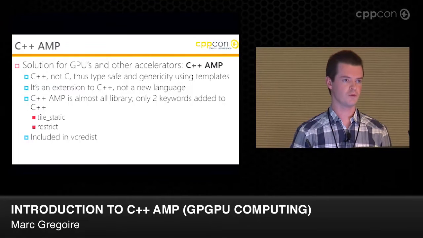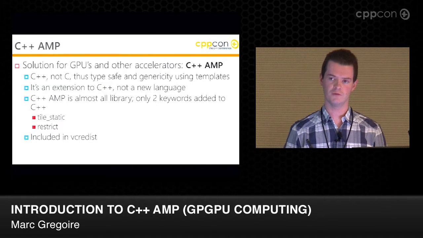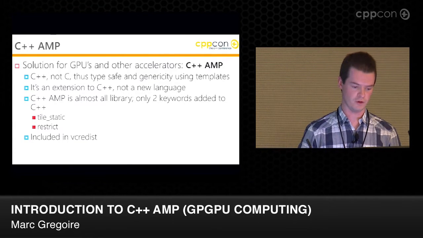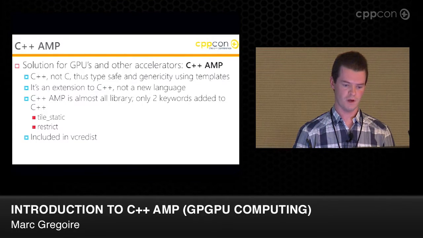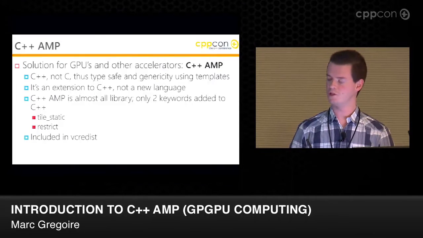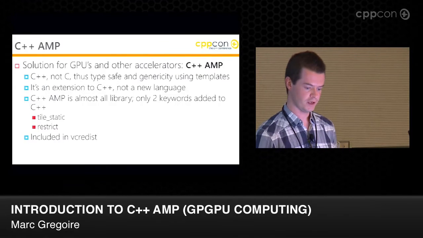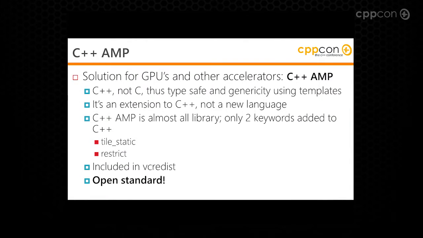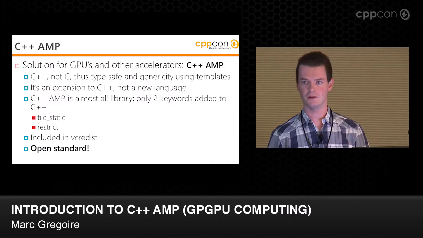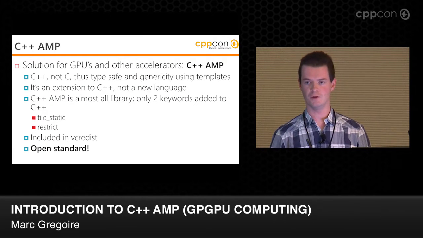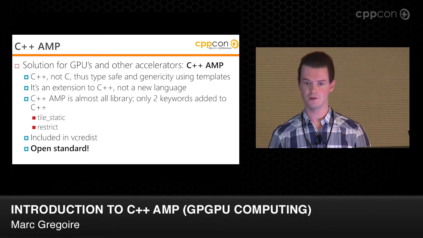It's actually almost completely library code, except for two extra keywords, which are tile static and restrict, and I will come back to them later. And C++ AMP is available on all machines where you install VC Redist, so you don't have to install anything extra. The best thing is it's an open standard. Microsoft designed it, but it's now an open standard, and Intel has an experimental implementation, and AMD also has an open source implementation since a couple of weeks.